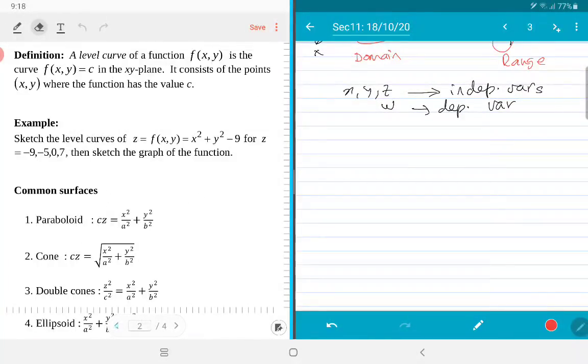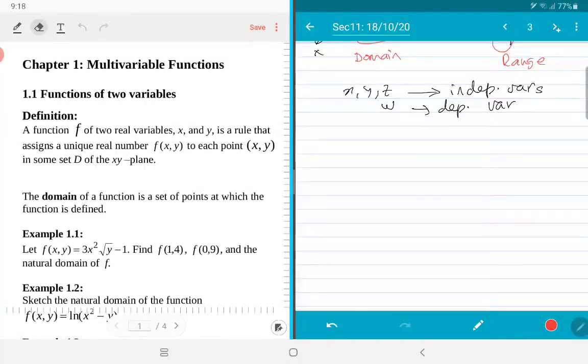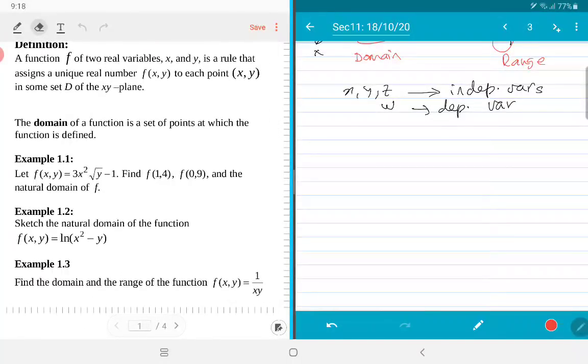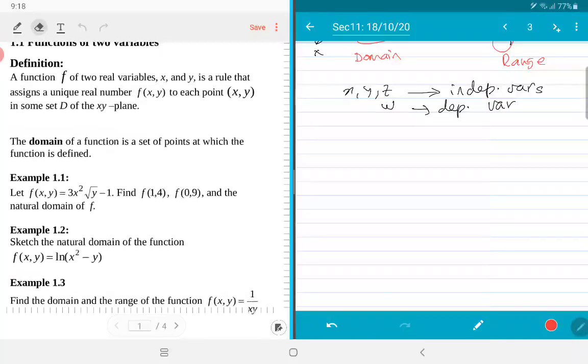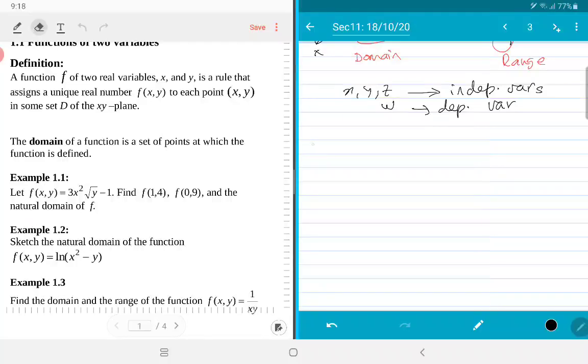Okay, back to example 1.1, which is in chapter 1. Okay, if you refer to your notes, all right, example 1.1. So here we're given a function, so I'm going to call this z. z equals f(x, y). So the function f(x, y) is given specifically as 3x squared square root of y minus 1.